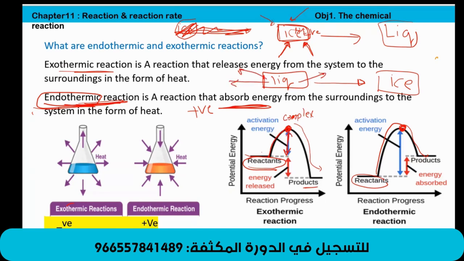My system wants to lose energy, to decrease its energy, so the particles come closer to each other and make ice. So this process will be called an exothermic reaction. It's a reaction that releases energy from the system to the outside, to the surroundings. In this case, I will give my system a negative sign. Am I clear?